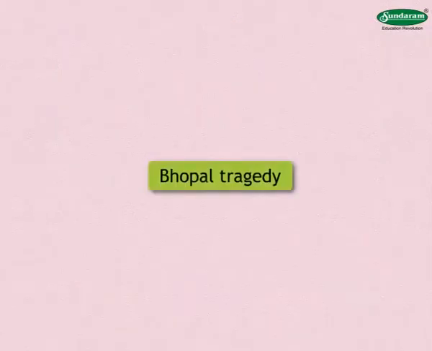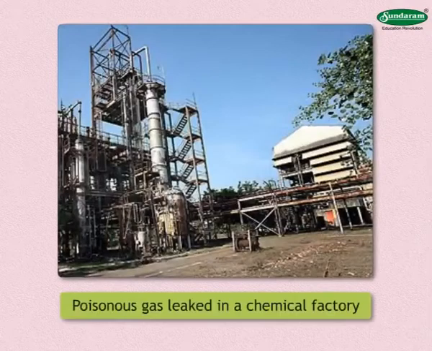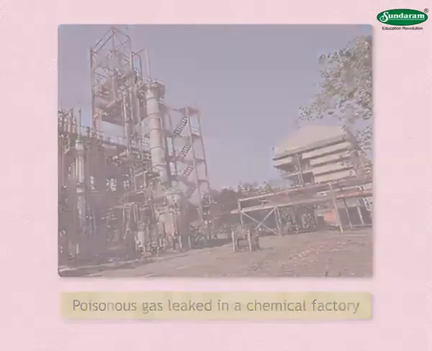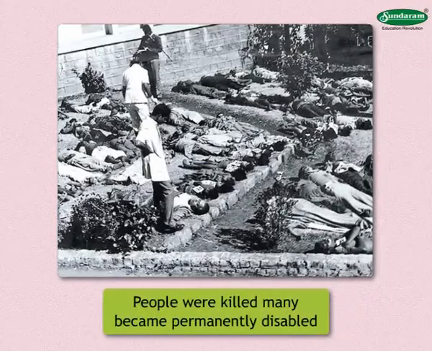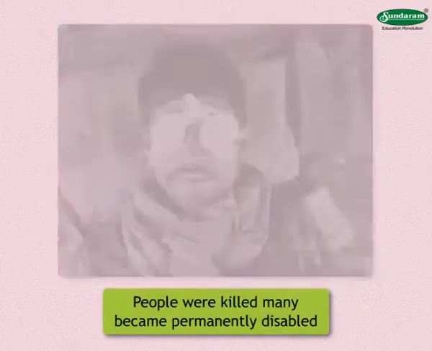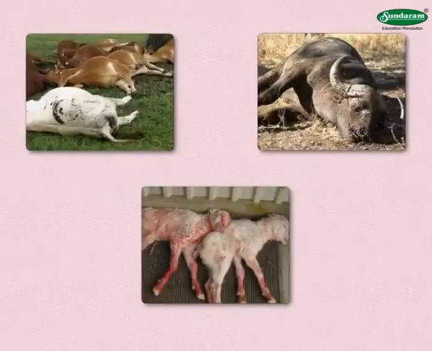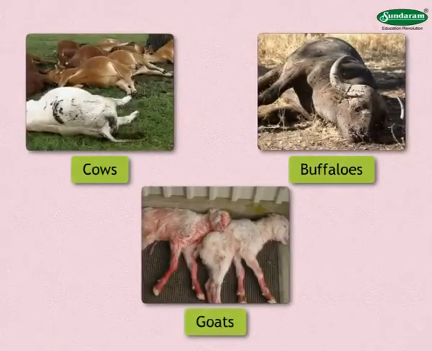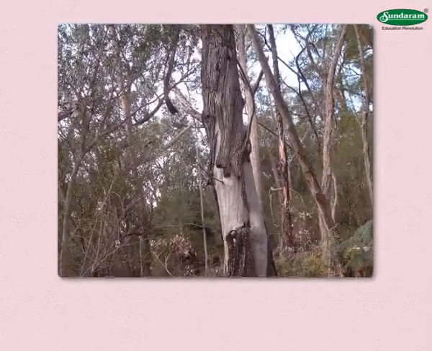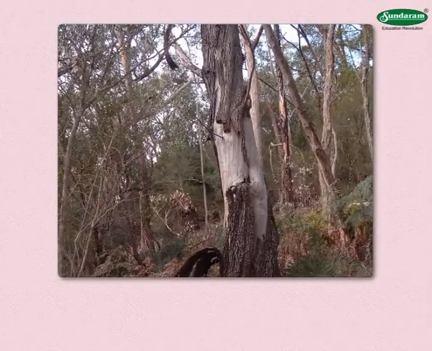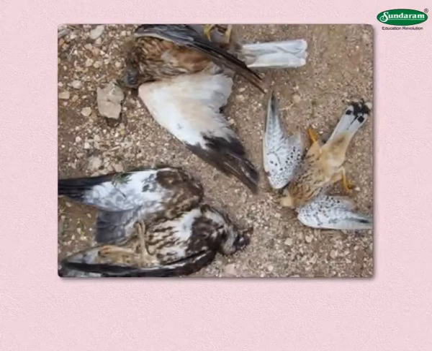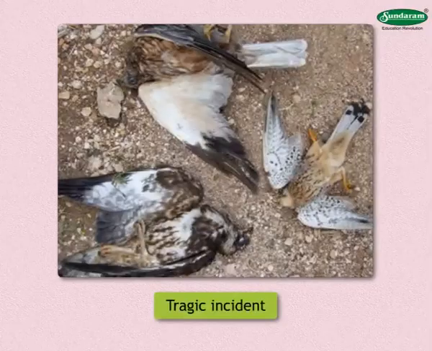You might have heard about the Bhopal tragedy. Some years ago, in a chemical factory, poisonous gases leaked out and spread in a large area around the factory. The poisonous gas killed about 4,000 people at that time. Thousands of people became permanently disabled. The leaking gas killed thousands of cows, buffaloes, and goats too. Trees in a vast area shed their leaves. The ground below the trees was covered with dead birds too. It was impossible to estimate the number of birds killed in this tragic incident.